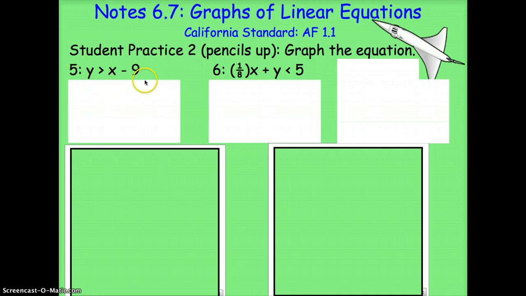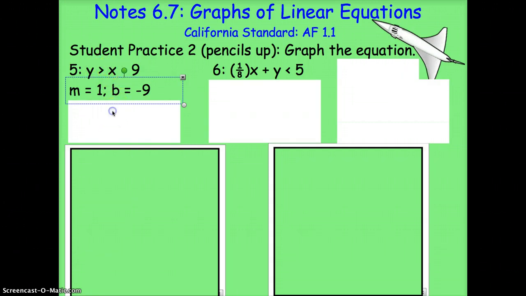This problem is already set up in the correct form. y equals mx plus b. So my m, of course, would be a 1 right here. My b would be -9. So I plot my point at -9. And then if I turn 1 into a fraction, of course, it would just be 1 over 1. So up 1 over 1, up 1 over 1. I will be using a dotted line because I do not have the or equal to line underneath.